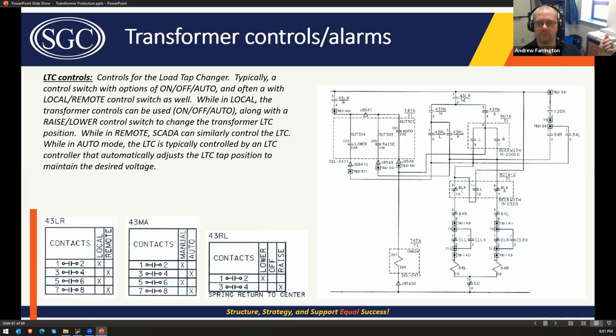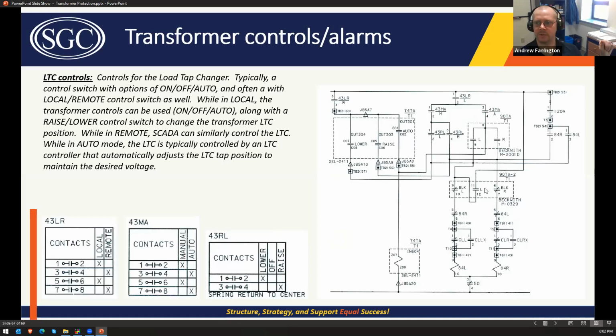If you put it in remote, now you've got maybe a relay that can raise or lower the setting, the LTC via SCADA, or put it in auto, and then again you go back and now the Beckwith M2001D is controlling it. And then yeah, this is like a backup LTC controller.